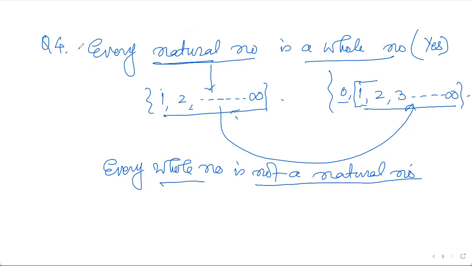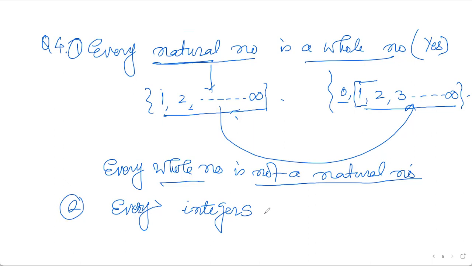Then comes the second reasoning question. Second reasoning is true and false. Every integer is a whole number. Can you say every integer is a whole number? You can judge yourself. Integers are negative also, but whole numbers are always starting from 0, all positive.